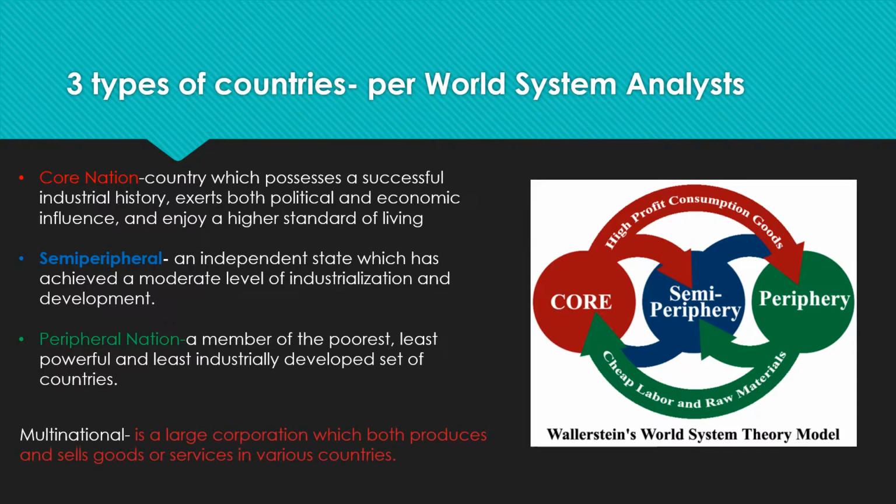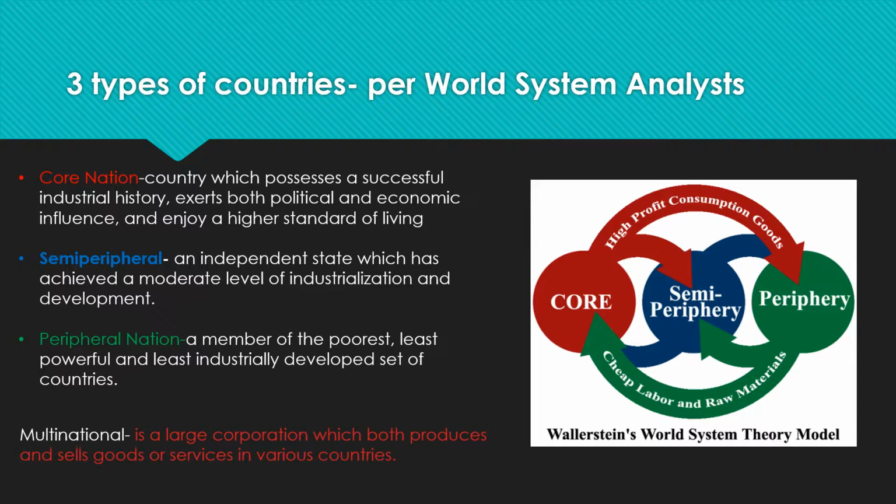There's the core nations, which are countries which possess a successful industrial history, exert both political and economic influence, and the people of these core nations really enjoy a higher standard of living. A lot of these countries include Western European countries, the United States, Japan, Australia, and New Zealand.